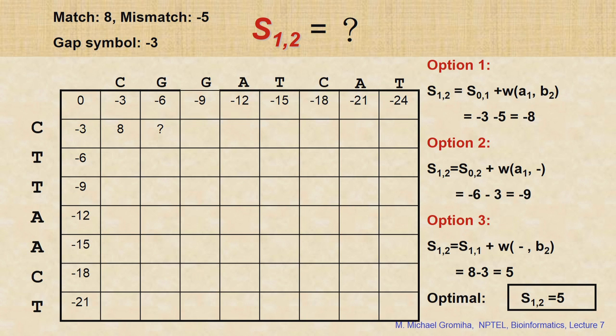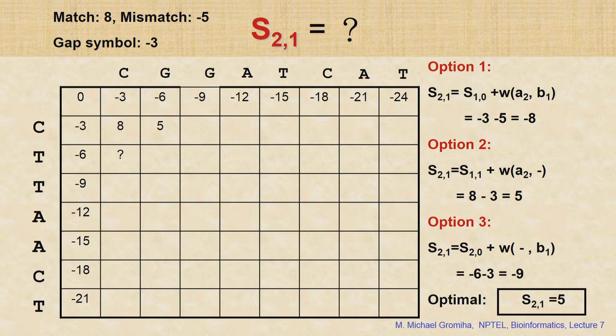So, what is the value here? What are the possibilities? The numbers from here, what is the number? Minus 8, this way minus 9, and this way 5. So, 5 is the maximum, so you put 5 here. Now it is 5. So, what is the number here?